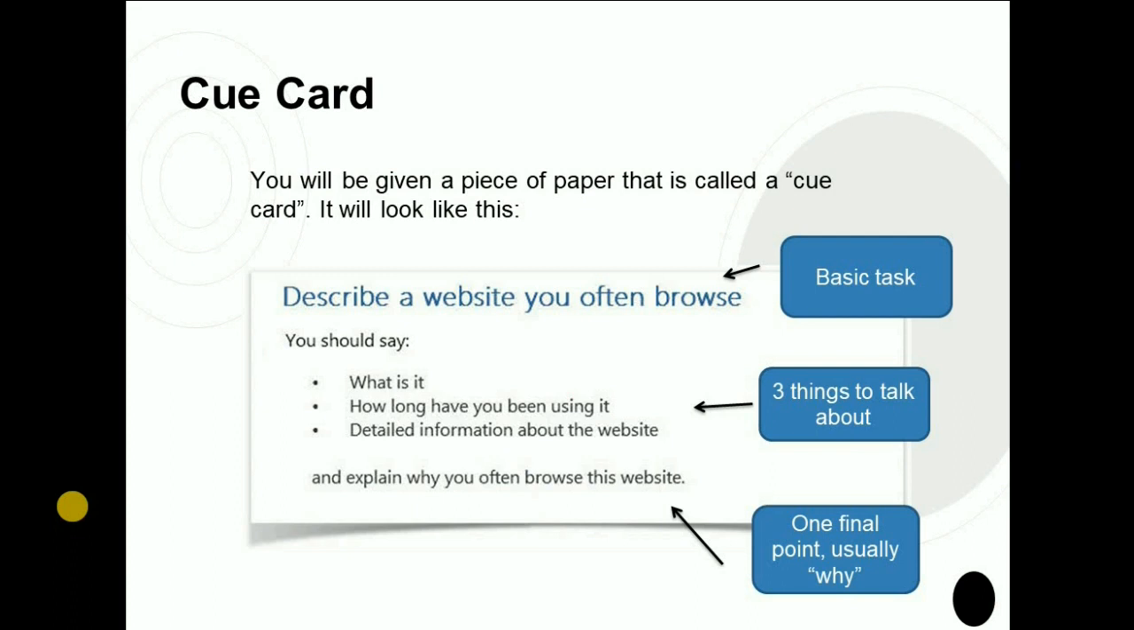A cue card is always comprised of the following 3 things. The first line will begin with the word describe. Describe something. This is the basic task. The next line is actually 3 lines. It says you should say, and then 1, 2, 3. 3 things to talk about. These are usually details relating to the first idea. Finally, there will be a sentence beginning with and it often contains the word why. If it's a person, why you admire them, why you like them, and so on. You must talk about everything that is on this card.